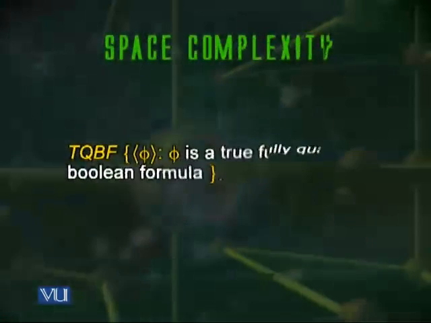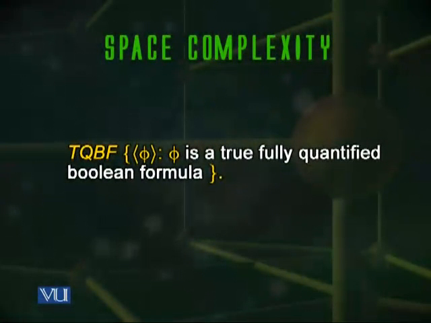Let us define our problem now. The problem TQBF is going to be the set of all encodings of phi such that phi is a fully quantified Boolean formula and phi is true. So you can write down a fully quantified Boolean formula, and the computational question now is to design algorithms which will tell us whether such a formula is true or not. From now on, we're just going to call these QBFs, quantified Boolean formulas. And TQBF here means true quantified Boolean formulas.